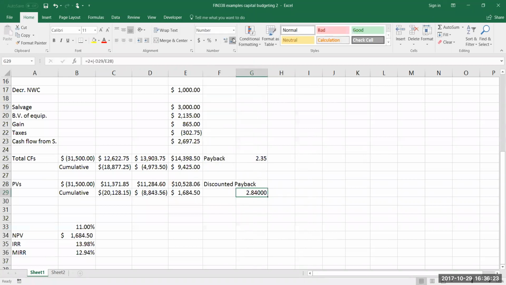So 2.84 years. Notice that is longer than the payback, which makes sense because I have ordinary looking cash flows. These future cash flows for years 1, 2, and 3 are all positive. Once I've discounted those cash flows, these numbers all got smaller. And since they all got smaller, it took me a longer period of time to get back to 0 if I'm accounting for this on the basis of present value. So my discounted payback is 2.84 years. My payback is 2.35 years.